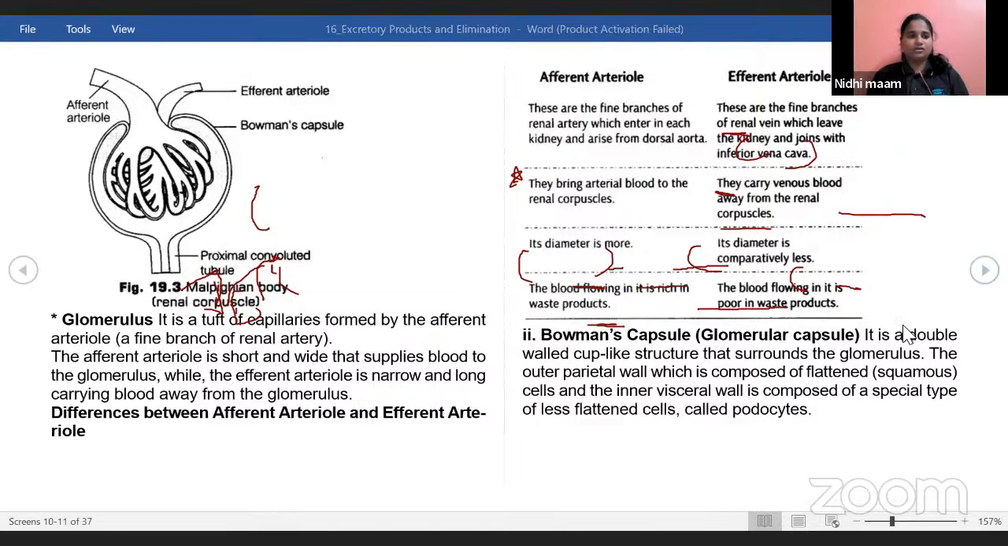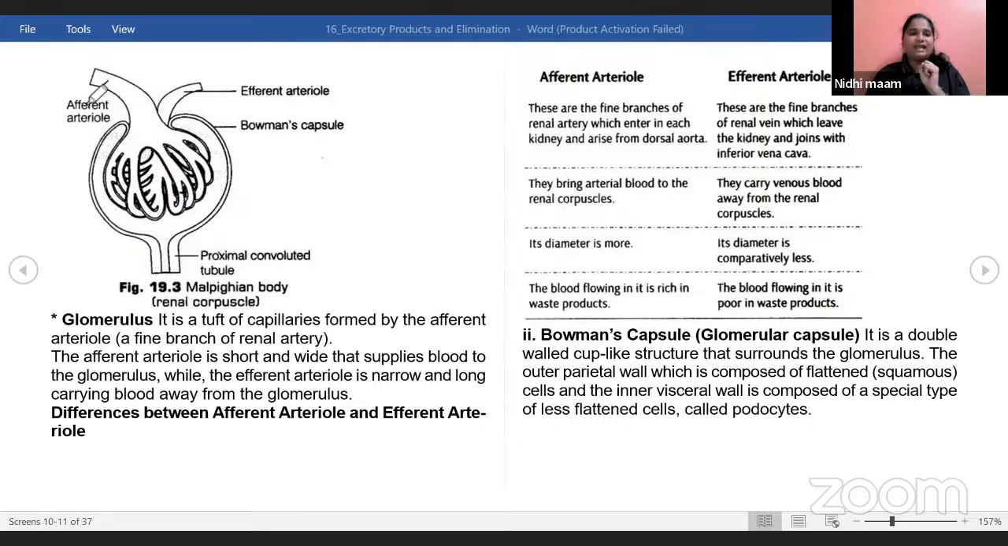ಓಕೆನಾ. So here you can see the diagram. This is a Malpighian body. Afferent arteriole ಒಳಗಡೆ ಬರೋದು, efferent arteriole ಹೊರಗಡೆ ಹೋಗೋದು. ಓಕೆನಾ. So here you can see Bowman's capsule. ಇದು Bowman's capsule, ಇದು glomerulus. Glomerulus ಅಂದ್ರೆ it is consisting of a number of coiled capillaries. Blood vessels ಅಂತ ಏನ್ ಹೇಳ್ತೇವೆ. ಸೊ ಇಟ್ ವಿಲ್ ಟಫ್ಟ್ ಆಫ್ ಕ್ಯಾಪಿಲರೀಸ್ ಅಂದ್ರೆ ಗ್ರೂಪ್ ಆಫ್ ಕ್ಯಾಪಿಲರೀಸ್ ಇಂದ ಮಾಡಲ್ಪಟ್ಟಿರುತ್ತೆ. ಯಾವುದು? ಗ್ಲೋಮೆರುಲಸ್. ಓಕೆ. ಬೈ ದ ಅಫರೆಂಟ್ ಅಟ್ರಿಯೋಲ್.